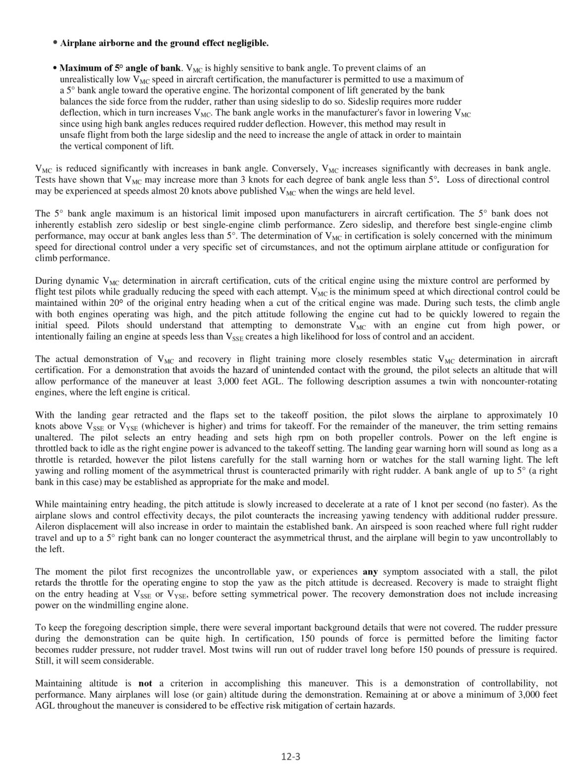The actual demonstration of VMC and recovery in flight training more closely resembles static VMC determination in aircraft certification. For a demonstration that avoids the hazard of unintended contact with the ground, the pilot selects an altitude that will allow performance of the maneuver at least 3,000 feet AGL. The following description assumes a twin with non-counter rotating engines, where the left engine is critical. With the landing gear retracted and the flaps set to the takeoff position, the pilot slows the airplane to approximately 10 knots above VSSE or VMC, whichever is higher, and trims for takeoff. For the remainder of the maneuver, the trim setting remains unaltered.